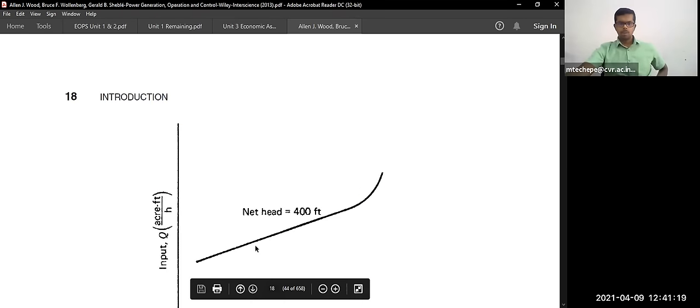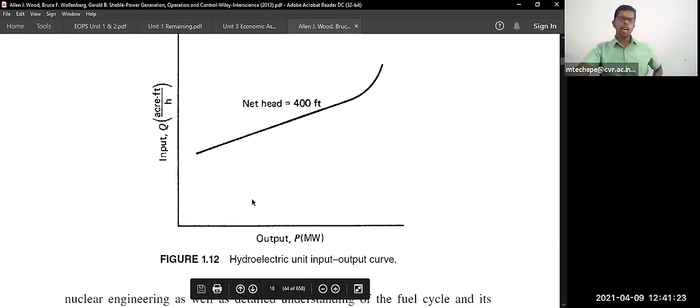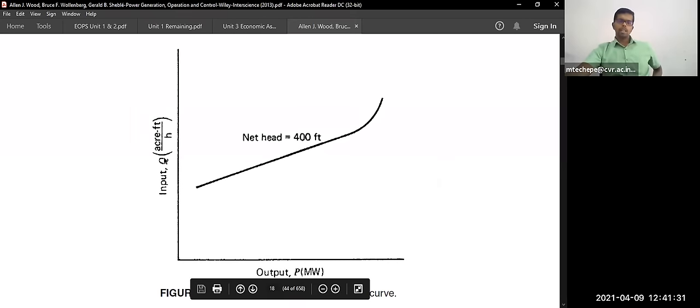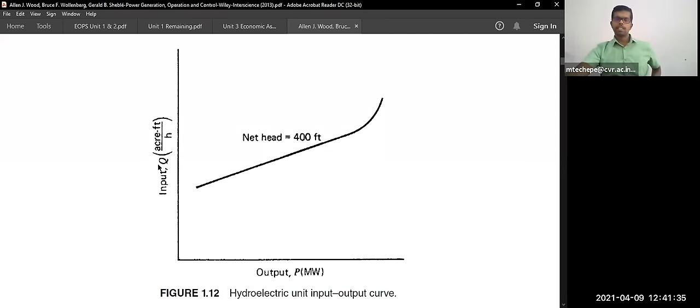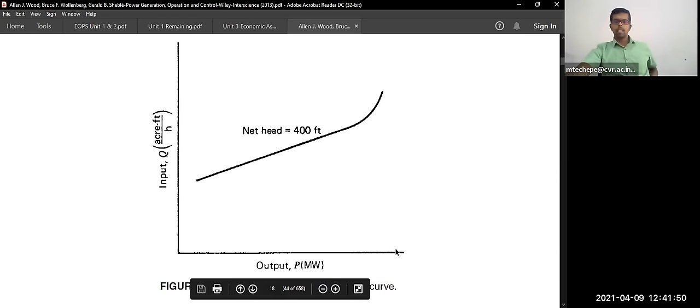Next, we are moving on to hydro. If you see the hydroelectric unit, the input is Q, that is the discharge of the water. That is in acre feet per hour, the unit of discharge. On the x-axis it is the output, that is the power, in megawatt.